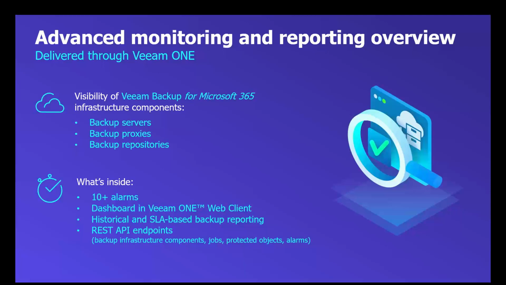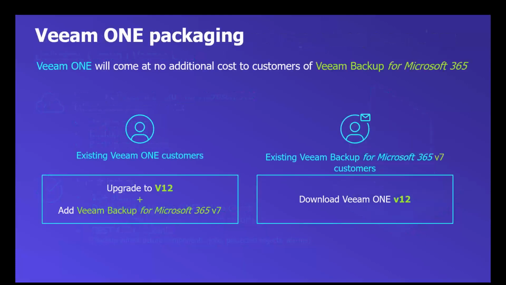And some updates for Veeam ONE. So there are more than 10 extra types of alarms. There's a new dashboard, a web client, so to speak, which I'll show you as well, which has some nice reports. The historical and SLA-based backup reporting, which I've mentioned before. And some REST API endpoints to integrate with third-party solutions. And license-wise, Veeam ONE is actually at no additional cost for customers of Veeam Backup for Microsoft 365. So existing customers can simply download Veeam ONE version 12.